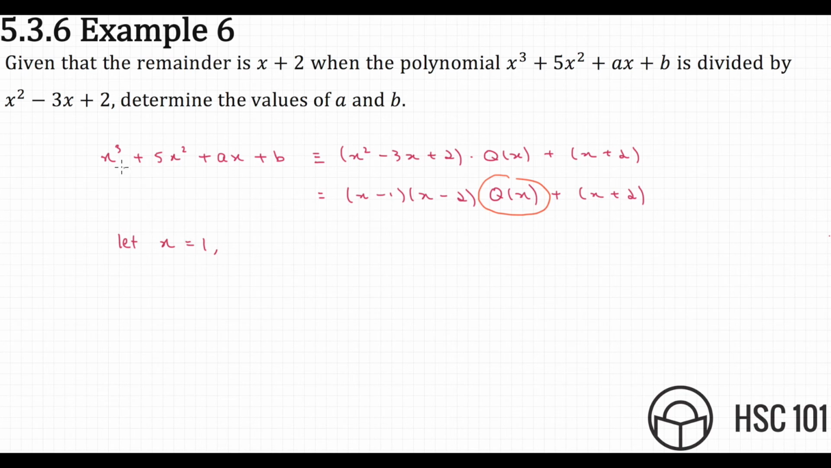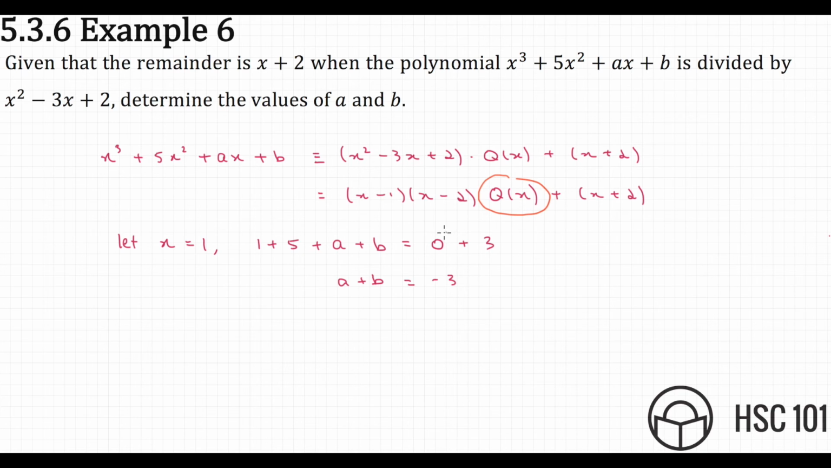So if I let x equals 1, the left-hand side is going to be 1 plus 5 plus a plus b, equal to, on the right-hand side, 1 minus 1, which is 0, times anything afterwards, that's just going to be 0, plus 1 plus 2, which is 3. So what this tells me straight away is a plus b equals 3 minus 6, which is negative 3. That's great, we've got some condition. We want to find a and b. So while a plus b equals negative 3 doesn't tell me what a and b actually are, you can see that I've got a condition connecting a and b together.